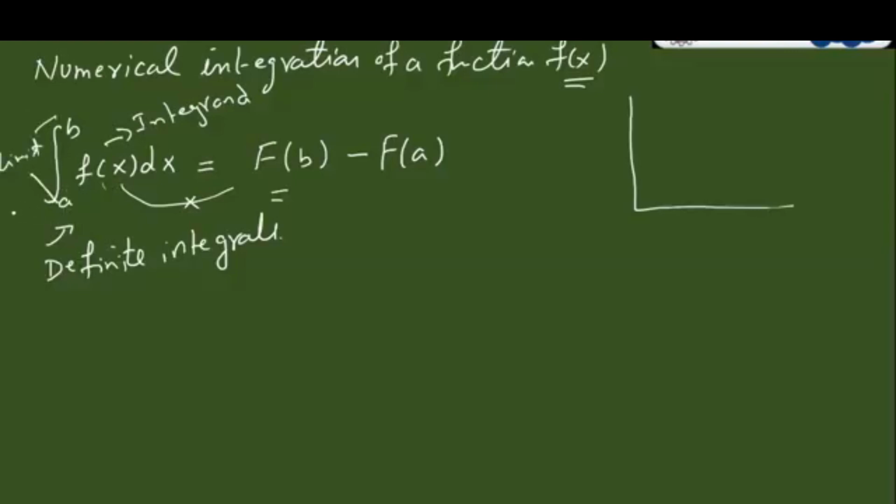Upper limit is b, and lower limit is a. Upper limit and lower limit, we used to call it. We want to integrate it from a to b, which is lower limit to upper limit.